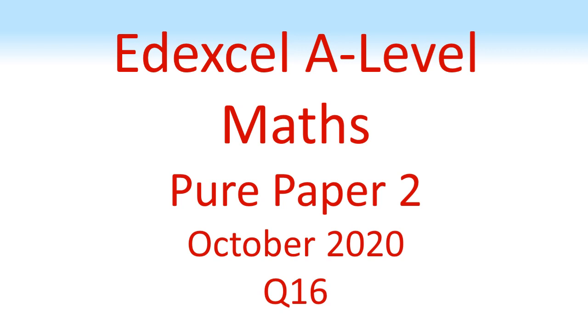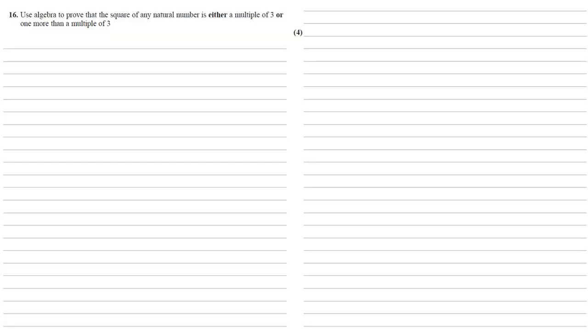Edexcel A-Level Maths, Pure Paper 2, October 2020, Question 16. Use algebra to prove that the square of any natural number is either a multiple of 3 or 1 more than a multiple of 3.